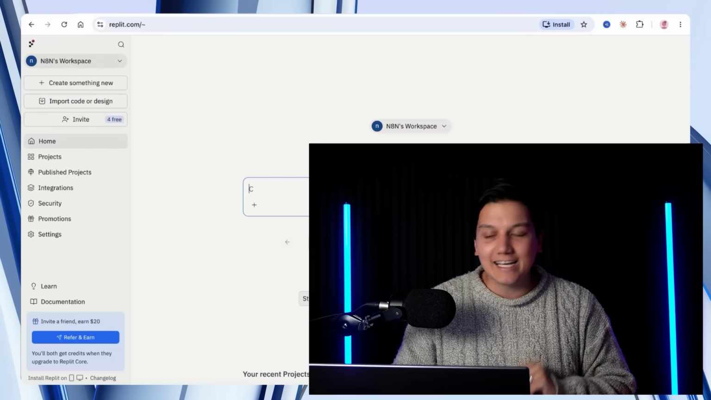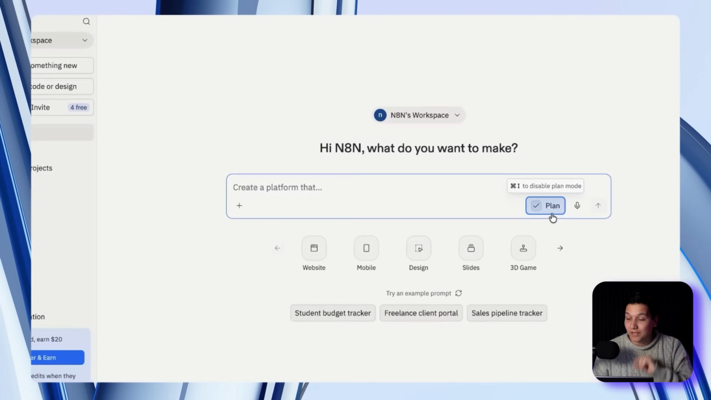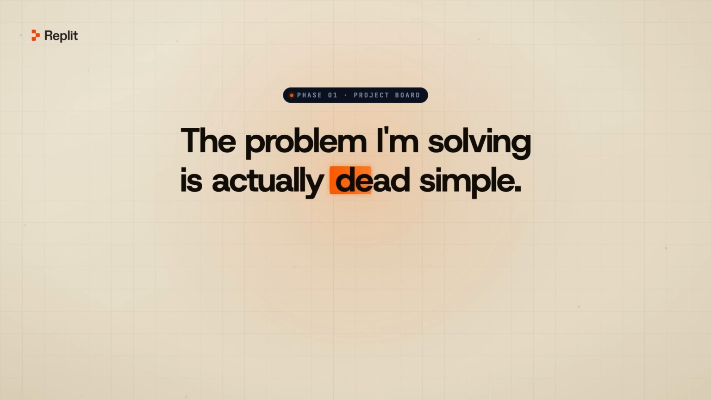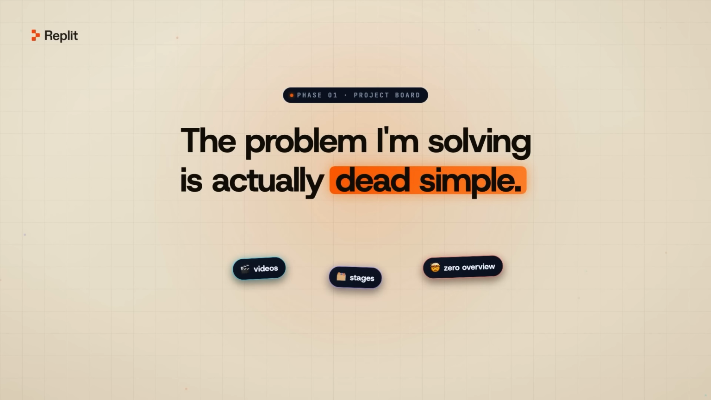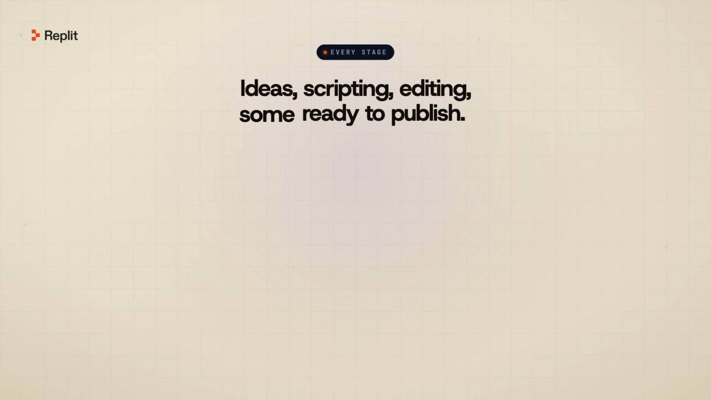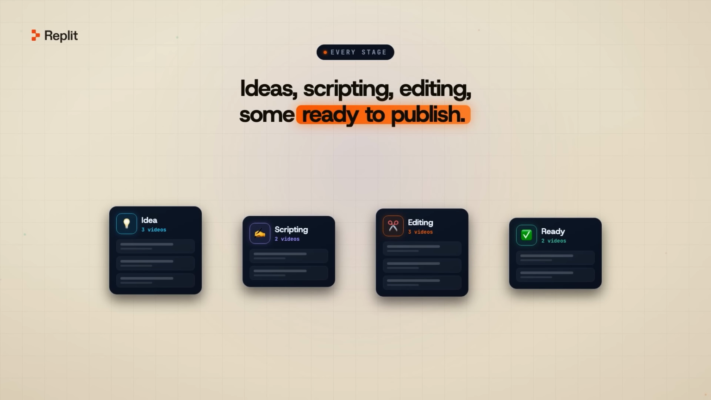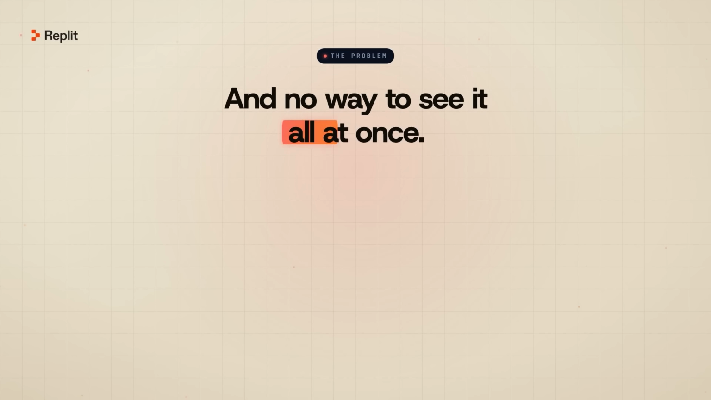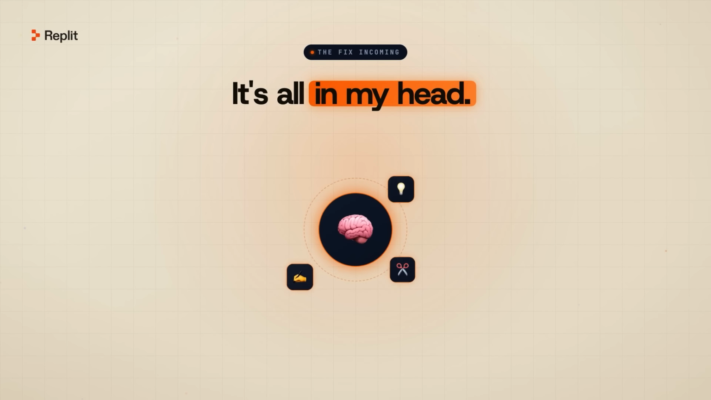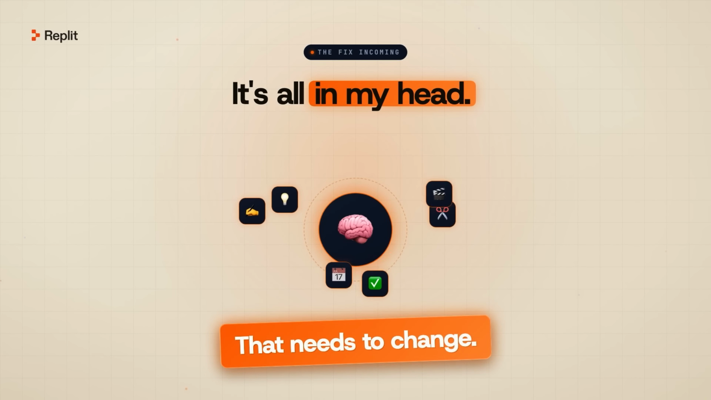Okay, so now I'm in Replit, and the first thing I am going to be selecting is plan mode, not build mode. Very important. Plan mode is the best way to start your build from scratch. The problem that I'm going to be solving with this first module is pretty simple. I have videos at every stage. Some are just ideas, some are being scripted, some are being edited, and some are ready to publish. And I have no visual way to actually see all of them at once, because I want to be able to lay out everything perfectly. All of it is literally just in my head, and that is something that now needs to change.